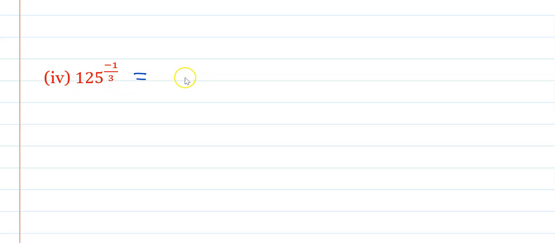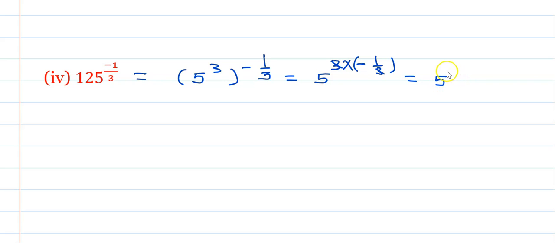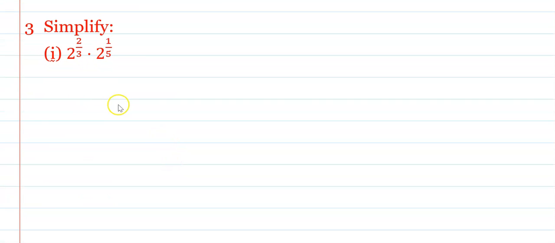Now the next example. 125 raised to minus 1 by 3, but 125 means what? 5 raised to 3, whole bracket raised to minus 1 by 3, and here you will get 5 raised to 3 into bracket minus 1 by 3. Here this 3 will get cancelled, and here you will get 5 raised to minus 1. Again, it can be written as 5 raised to 1, and overall here you will get 1 upon 5.